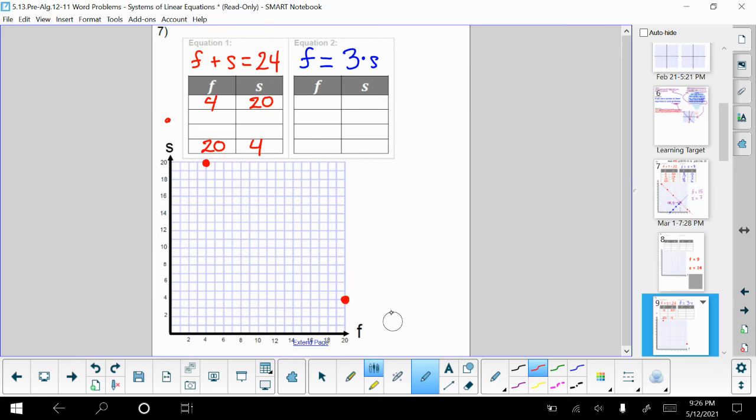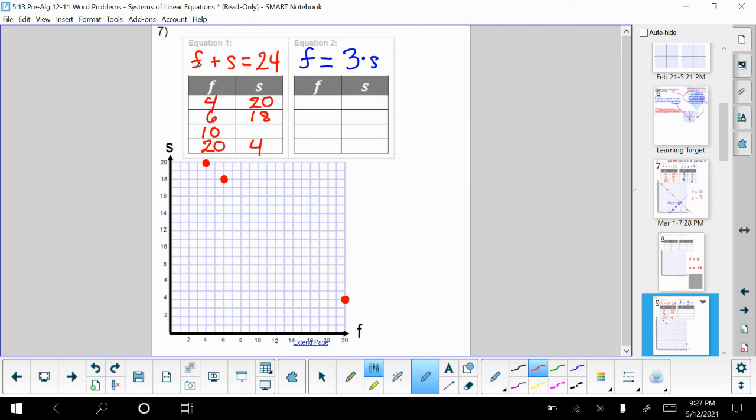Now, some of you might be tempted to stop there and just graph what we got, but remember, if we made any mistake with either of these points, we're going to draw a line through it and we'll never know. So let's pick a few more points. I tend to pick nice, pretty even numbers. If I substitute 6 in for f, 6 plus what is 24? Well, that second number would have to be 18. So when the first number f is 6, the second number s must be 18.